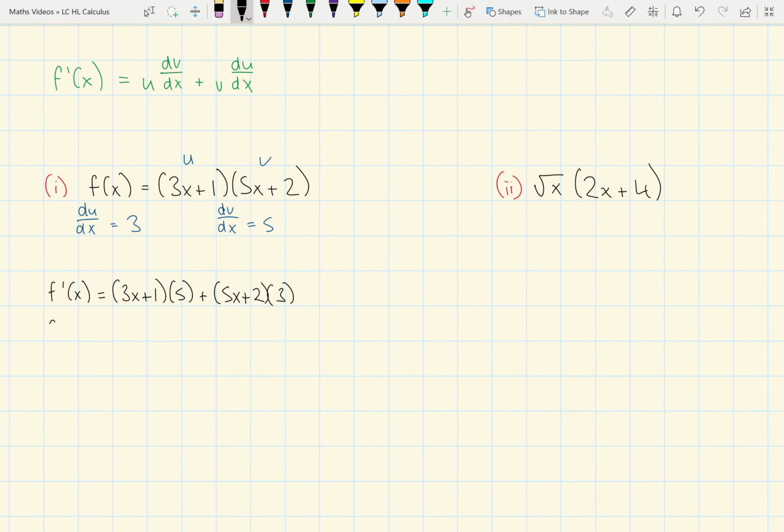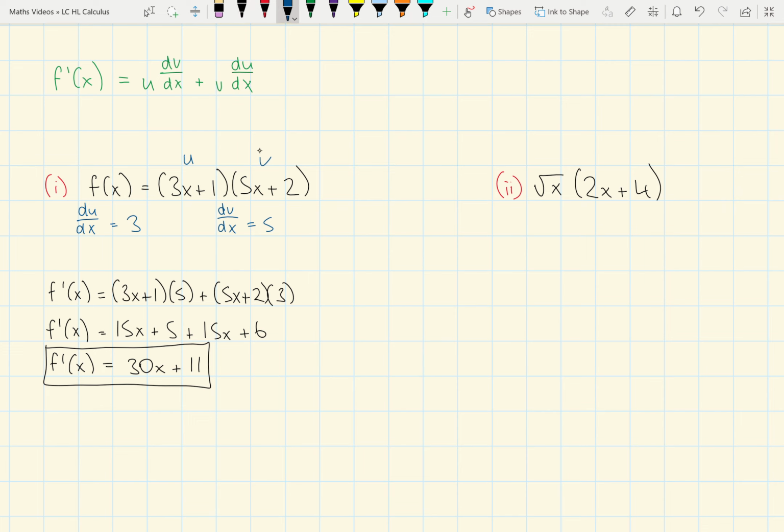Brackets being multiplied, so I'll tidy up. 3 5s are 15x plus 5, plus 5 3s are 15x plus 6. And again, just like with like, 15 and 15 will give me 30x plus 11. I've gone as far as I can, can't simplify anymore, so that's part 1 answered.